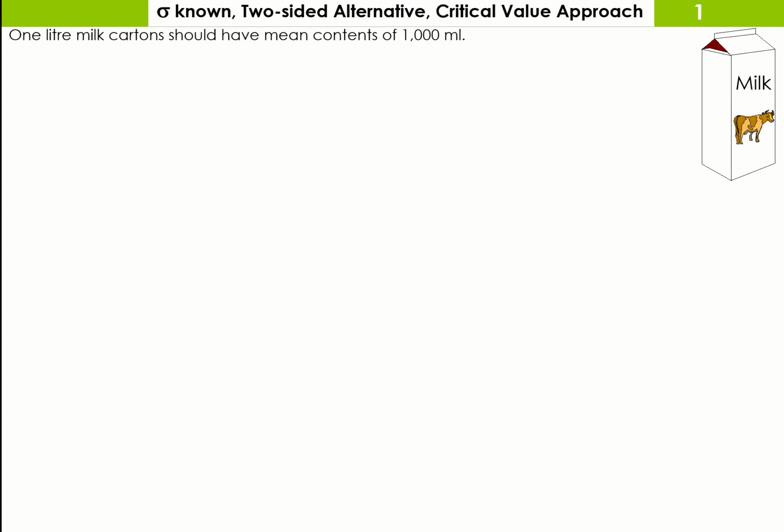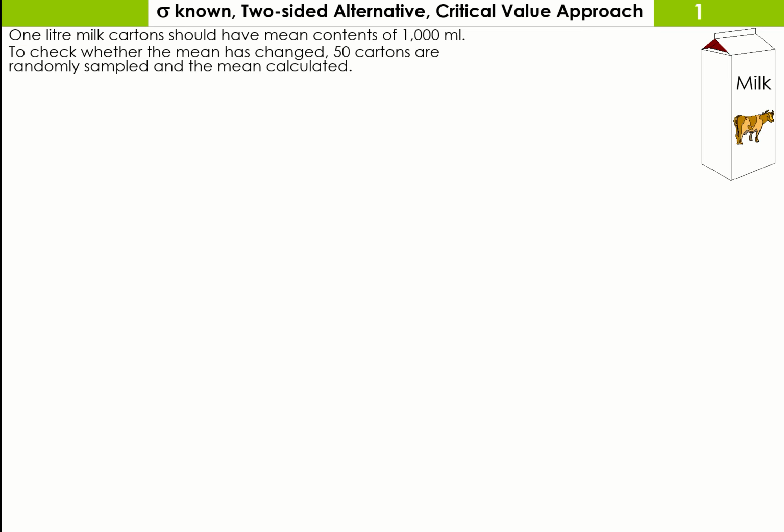To solve an example of hypothesis test. 1 liter milk cartons should have the mean content of 1000 milliliters. To check whether the mean has changed, we select 50 cartons randomly and find the mean value of this sample. And we see that the mean of the sample is 995 milliliters. Because it is the mean of the sample, we denote it by X bar.